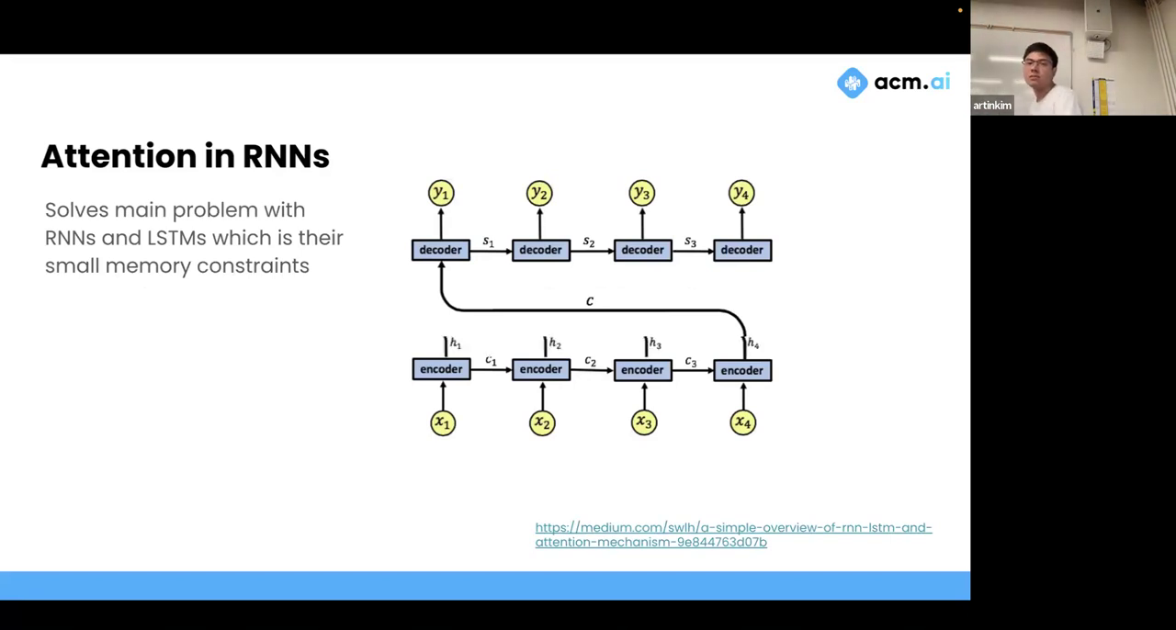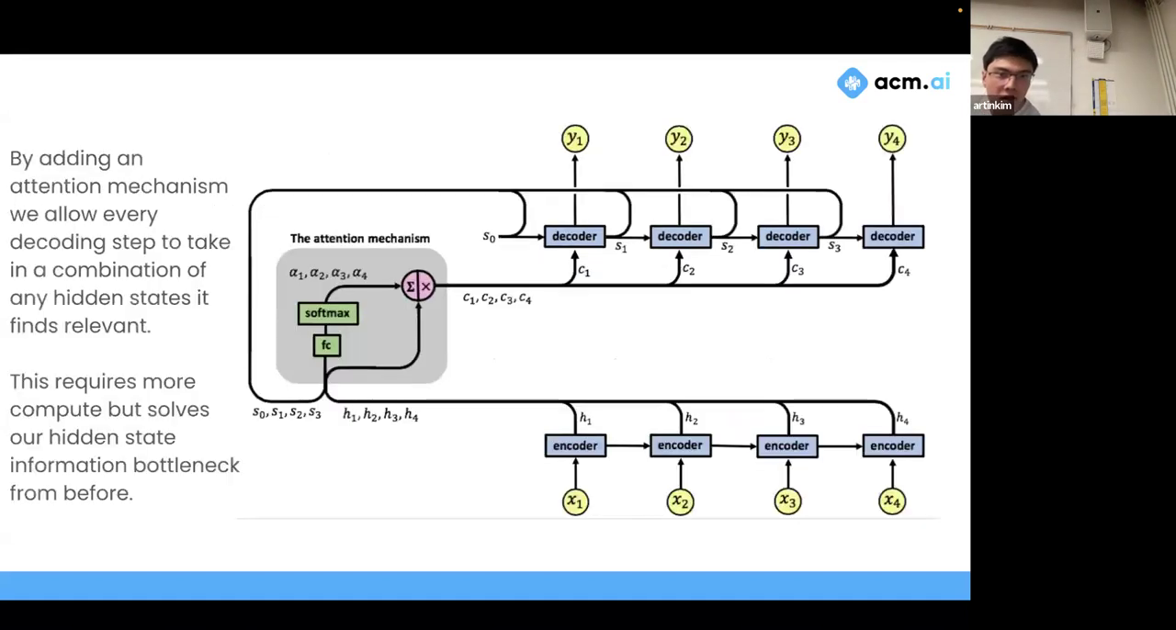So what they came up with is something called an attention mechanism in RNNs. And the idea was that when you were decoding, you allowed it to actually look at every single generated hidden state that the RNN produced, and then it could actually choose which one of them to use.